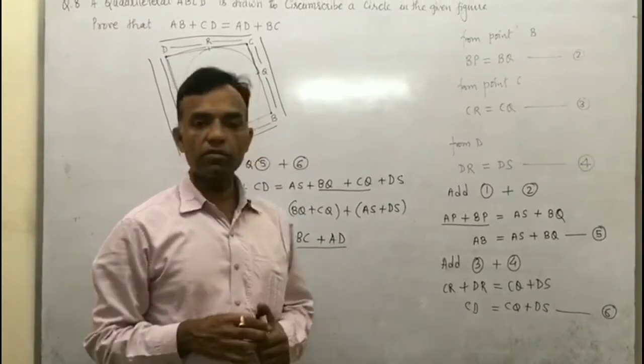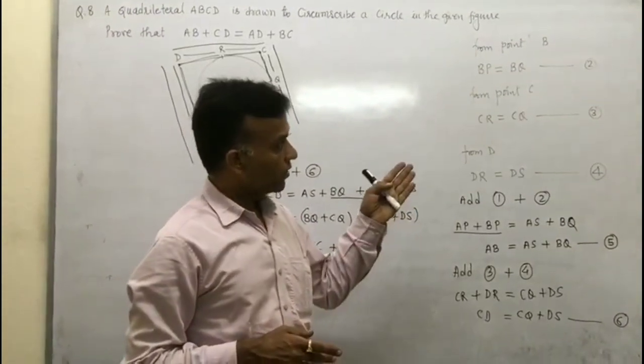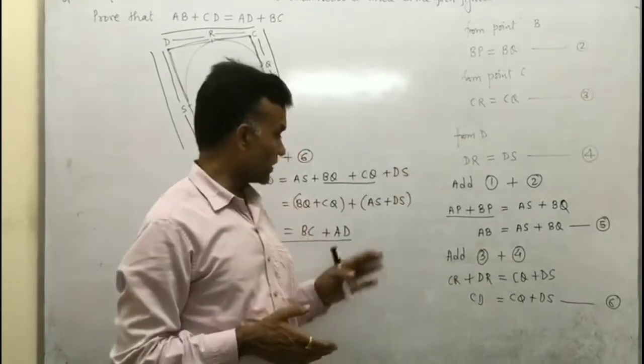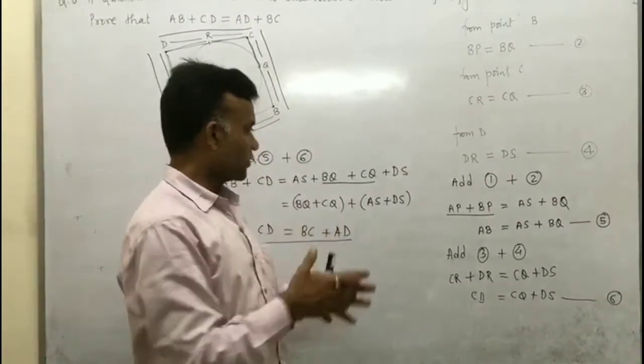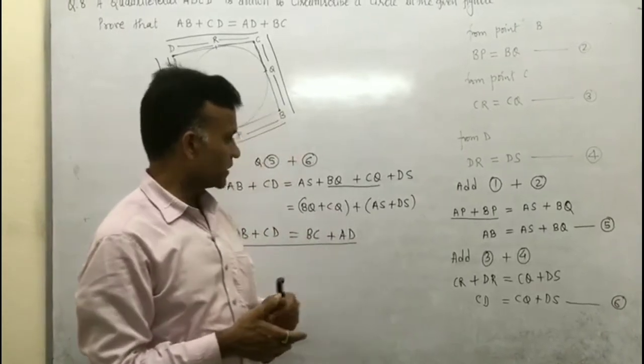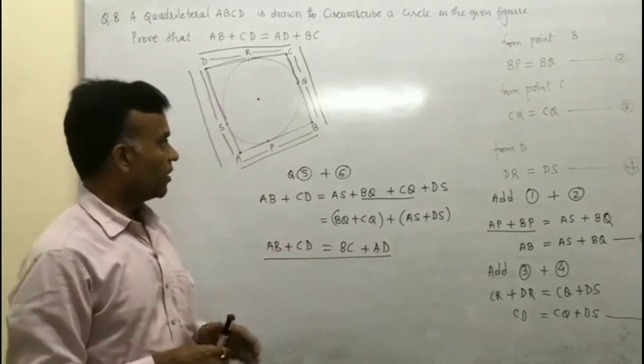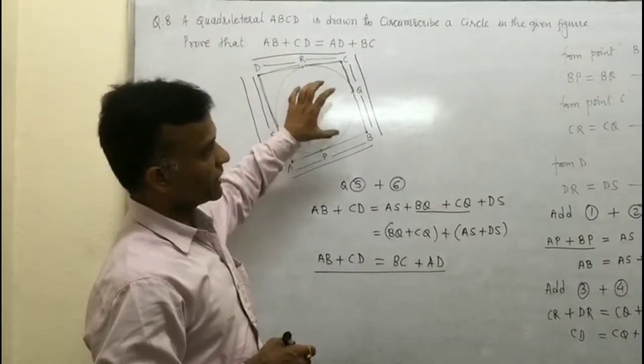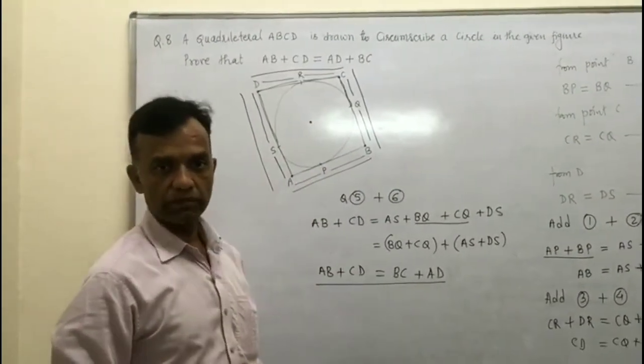Tangents to the circle are equal, and the concept is that you add the equations and then you get AB and CD, and then you add again, and you get your result. Okay, so this is very simple going. Only you see the figure and use the concept of external point. Basically they are related to the tangent to a circle.